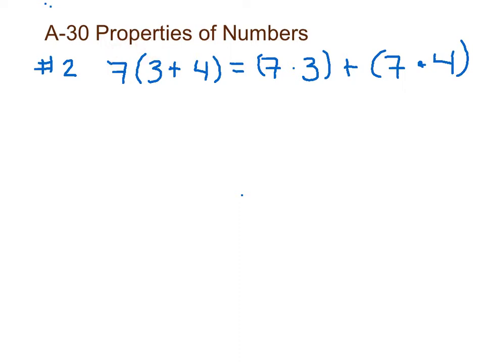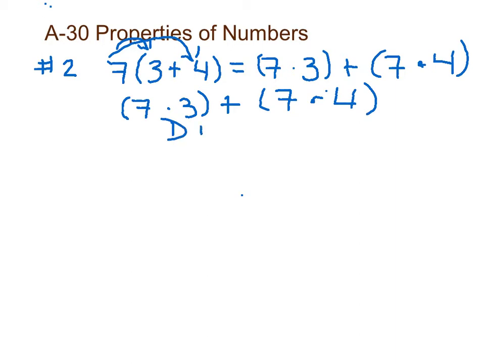If I was to finish this and stick in one extra step here, it would be 7 times 3 plus, and then I distribute it to the 4, and I'd get 7 times 4. That's a times sign, and that's the distributive property. There you go. That's the distributive property.